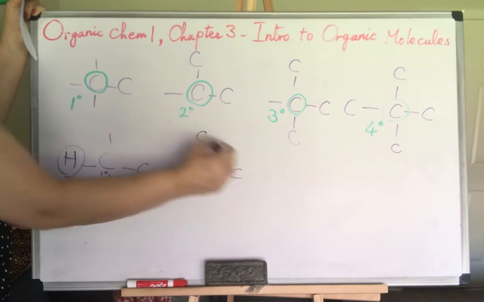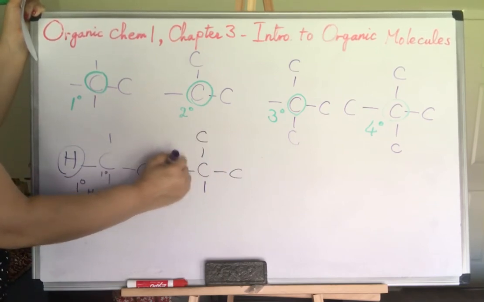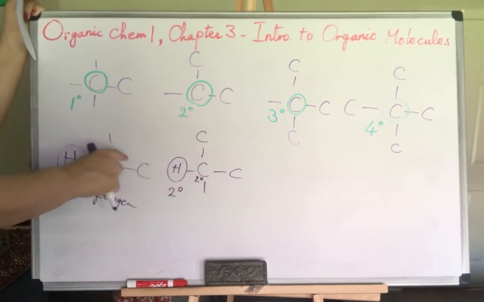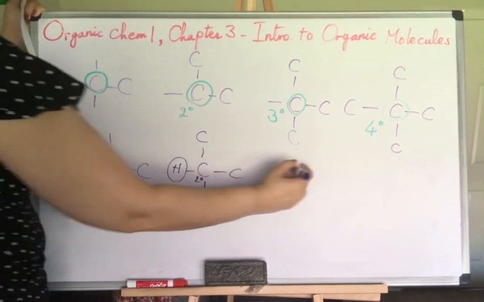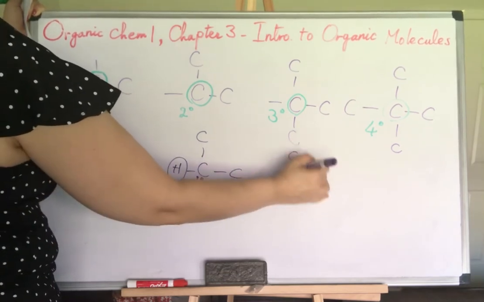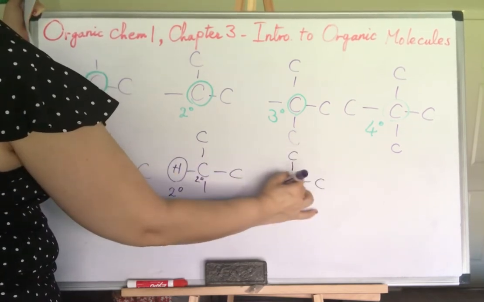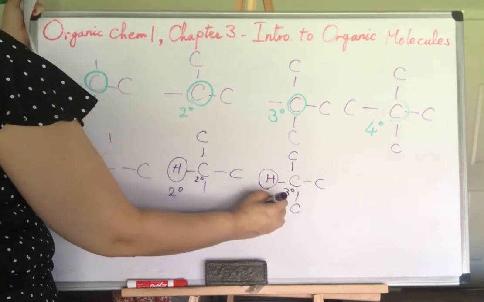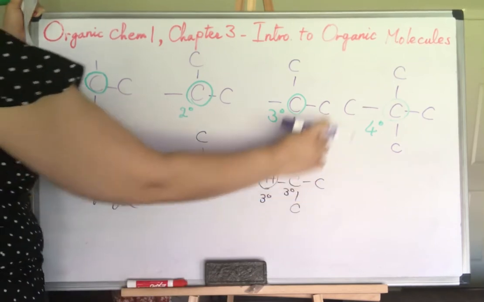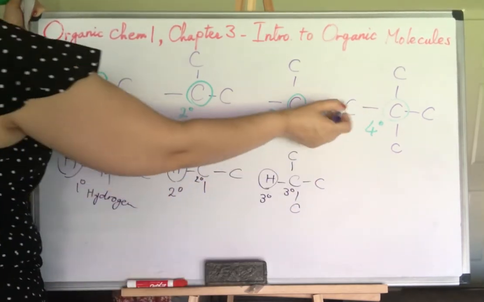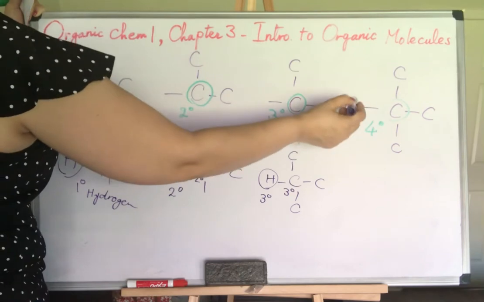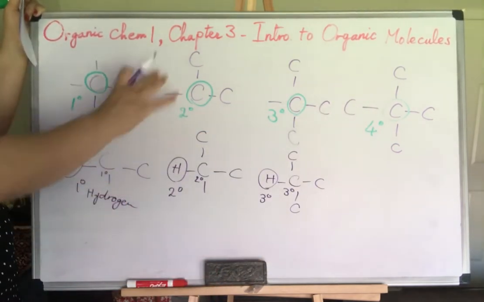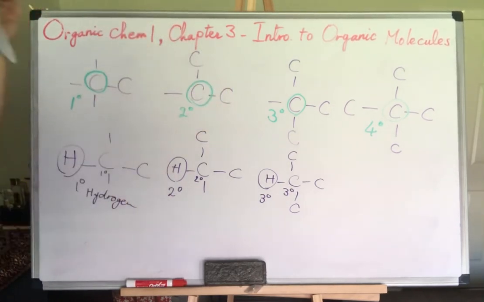Here carbon is attached to two more carbons, so the hydrogen is called secondary. The type of carbon and hydrogen must match. Because this is a tertiary carbon, the hydrogen will be a tertiary hydrogen. And for quaternary carbon, there is no hydrogen. We don't have enough space to put any other hydrogens. So we only have 3 types of hydrogens: 4 types of carbons, 3 types of hydrogens.